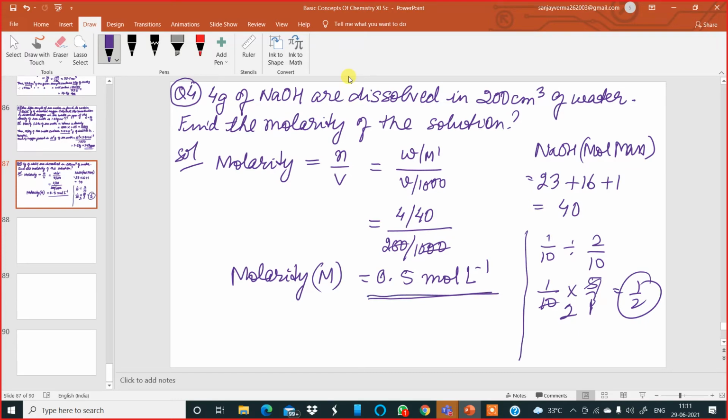So this is how you have to do it, direct application of formula. Molarity is number of moles of sodium hydroxide divided by volume of the solution in liters. Now this is clear to all of you. Number 4, my dear boys. Yes, sir. Now let us go to the next sum.